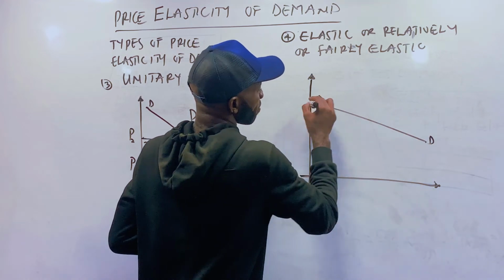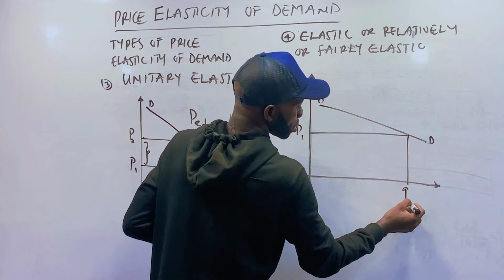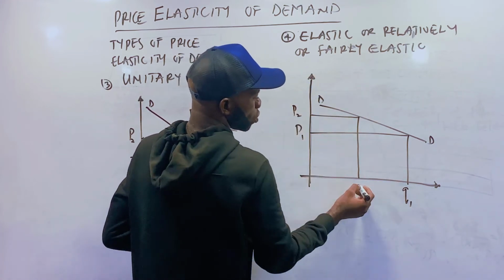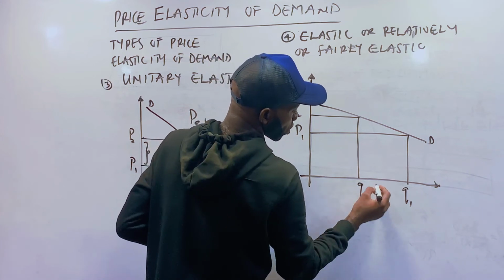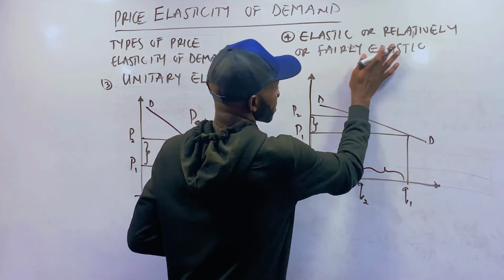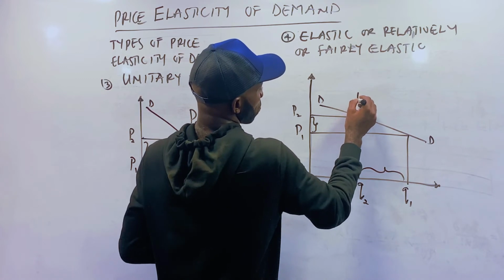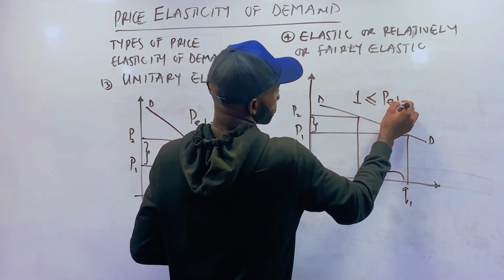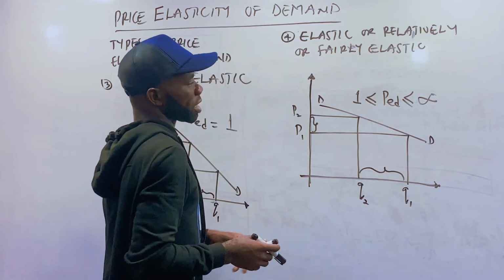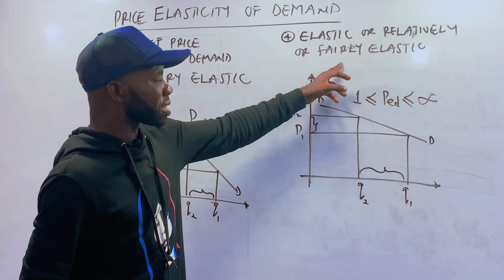And if this is what we have, this is what is going to happen. We have this price, this quantity, P1, Q1. When the price changes, the gap between these two is much on the quantity aspect. Please check the gap. And then don't forget, elasticity in this case is greater than 1 but less than infinity. So we can just have 1 less than or equal to price elasticity of demand less than or equal to infinity. So once you calculate and you find your answer between greater than 1 but not up to infinity, this is the diagram representing it, and this is the interpretation.